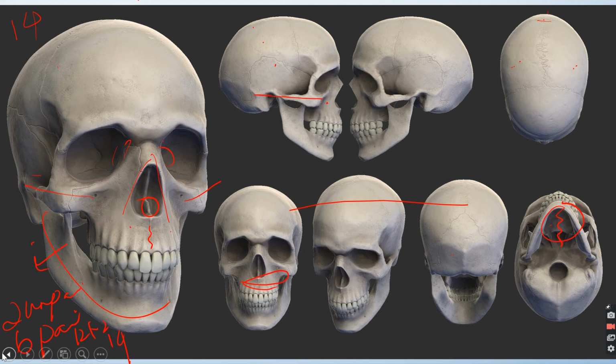We have the paired. We have a total of six paired. First we saw the maxilla, then the zygomatic bone, then the nasal bone, then the lacrimal bone, then the palatine bone, then the inferior nasal concha.